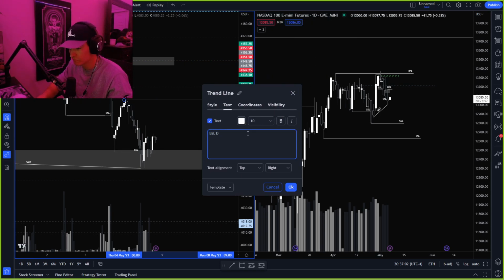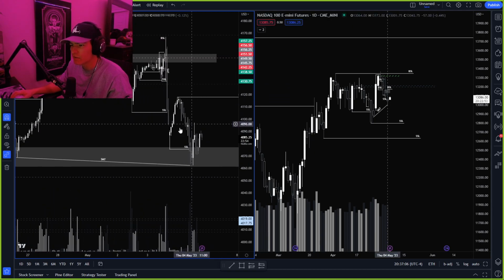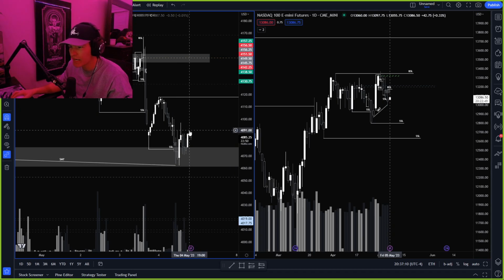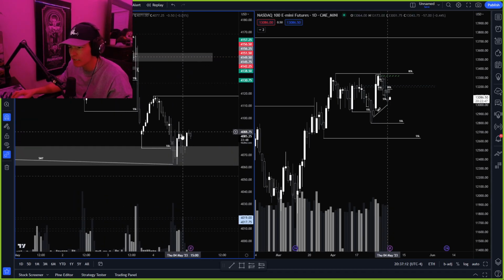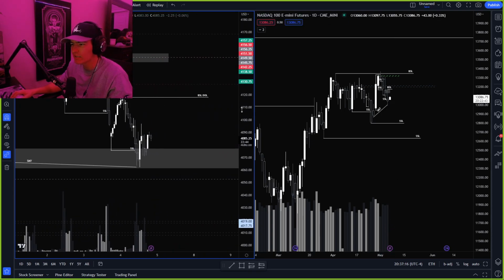For ES, we've swept that external low. We've swept that internal low. We're getting a bounce from this, we're on a daily fair value gap. We're getting a bounce. This, to me, now becomes the draw on liquidity where we're most likely headed towards next.